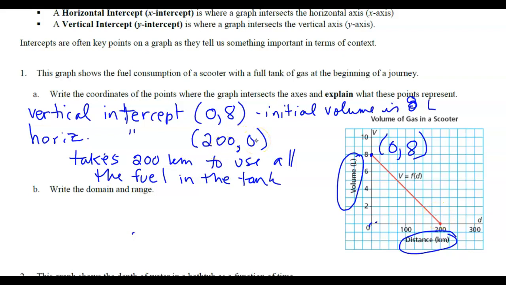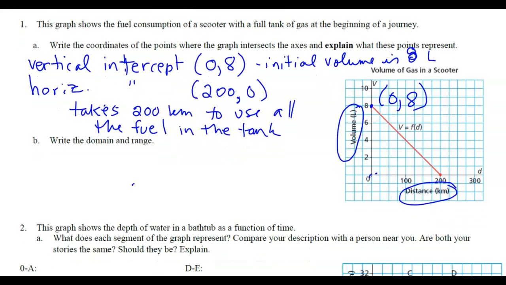So for this you want to look, are they joined up with a continuous line? Yes, they are. So it's not skipping from each distance. So I'll use set builder for this. And so look at the variable. We need to use D for distance. So all the values of D, where D is between 0 and 200.